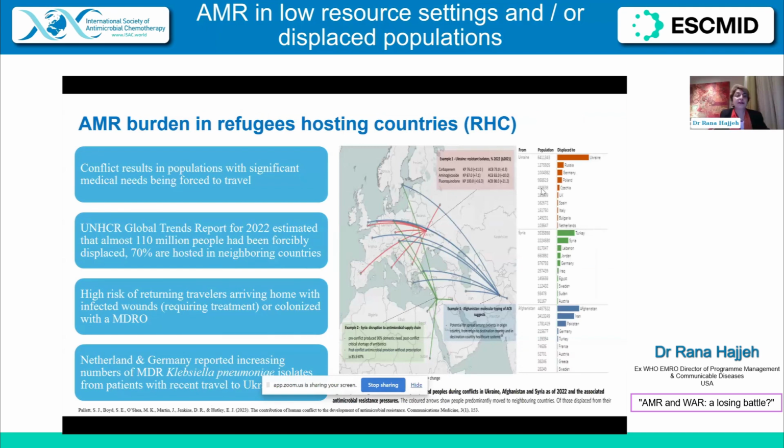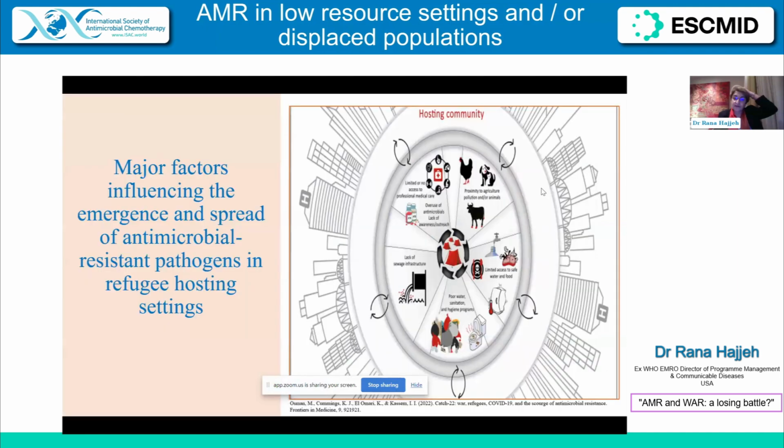I just had a few slides, Souha, about the refugees. Again, these are populations that by themselves present significant risk for many countries in Europe, like the Netherlands and Germany, which are reporting an increasing number of MDR Enterobacteriaceae, especially with some of the refugees coming from Ukraine.